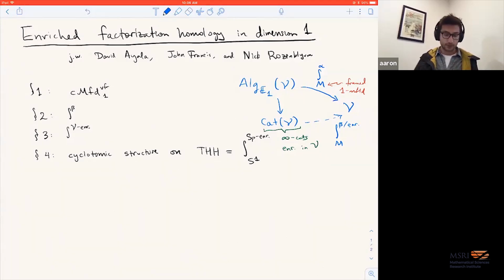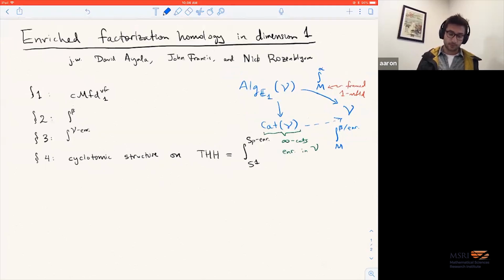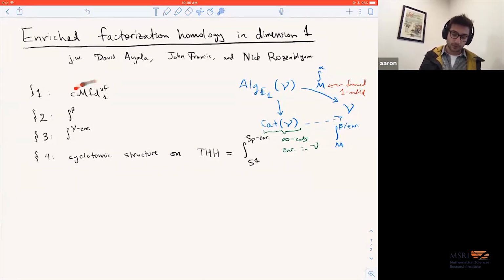So an outline is here. I'll actually spend quite a bit of time talking about this gadget right here. And then I'll talk about first beta factorization homology, and then more generally V-enriched factorization homology. If there's time, I'll talk a bit about the spectrally enriched case, where we end up with something very interesting on the value of factorization homology over the circle, which is also referred to as topological Hochschild homology, namely a cyclotomic structure. But we'll see how far we get. Okay.